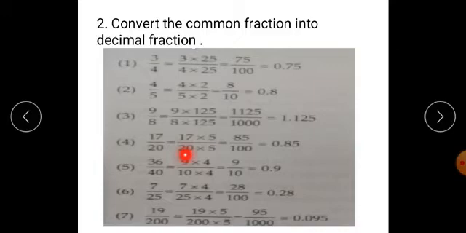Fourth one, 17 upon 20. Now you know that 25 is 100, therefore we have to multiply both the numerator and denominator by 5. 17 into 5 upon 20 into 5 is equal to 85 upon 100, which is 0.85. Fifth example, 36 upon 40 is equal to 9 into 4 upon 10 into 4, which is equal to 9 upon 10, which is 0.9.